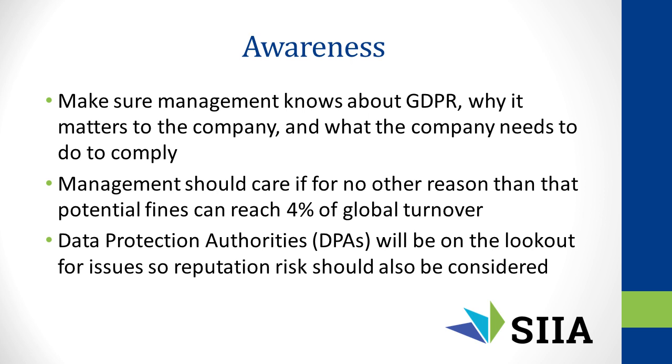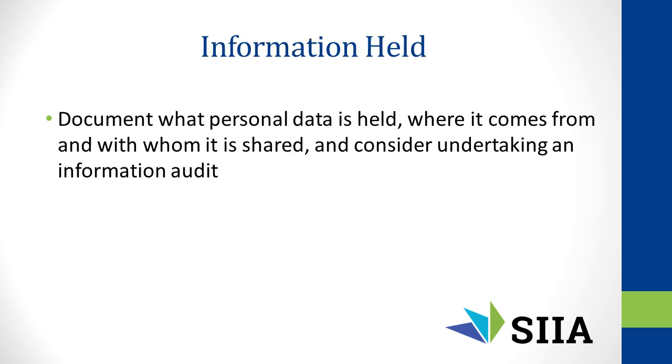So, it almost seems like there's a 12-step program here, but the first step that the British Information Commission Office recommends is to make sure that management knows about the General Data Protection Regulation, why it matters to the company, and what the company needs to do in order to comply. And it's not just a question of potential fines, although, of course, that's very important, but every CEO is also concerned about the reputational risk that a company has. So you want to make sure that you're doing the right thing. You should know what kind of data you hold. Is it personal data?